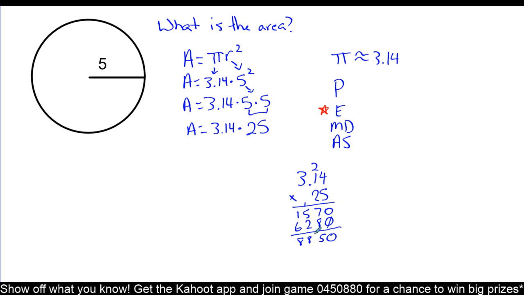And then we had 2 decimal places up here. So we need 2 decimal places in our answer. And we get an area of about 88.50. Let's put some units in here. Let's call that inches. We can say this is inches squared. Because anytime we're solving area, we always have square units.